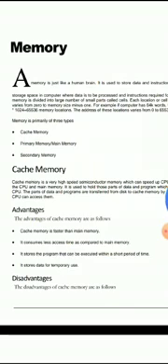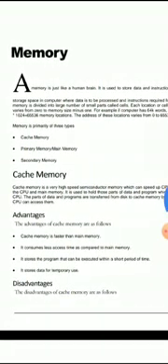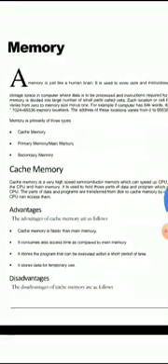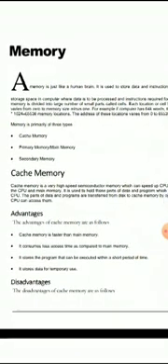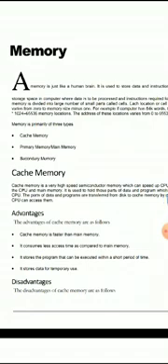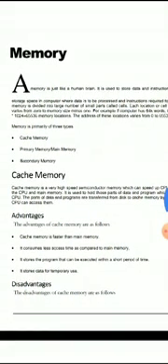So cache memory is expensive and it has less storage capacity, but it holds the frequently used instructions, and hence it speeds up the working of the computer system.